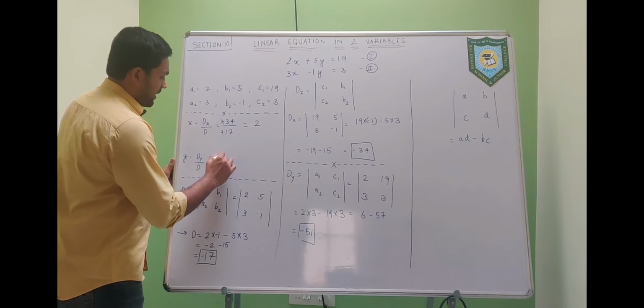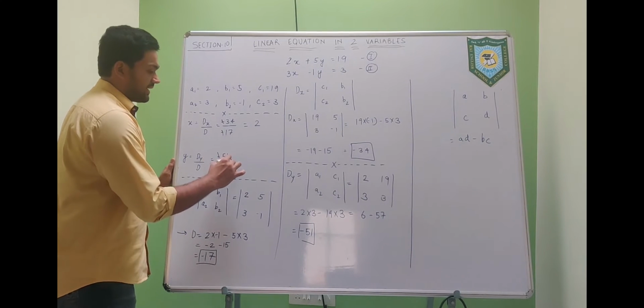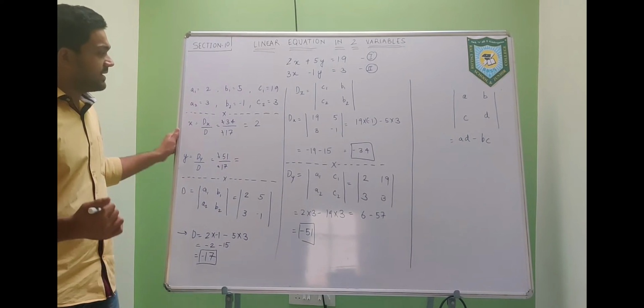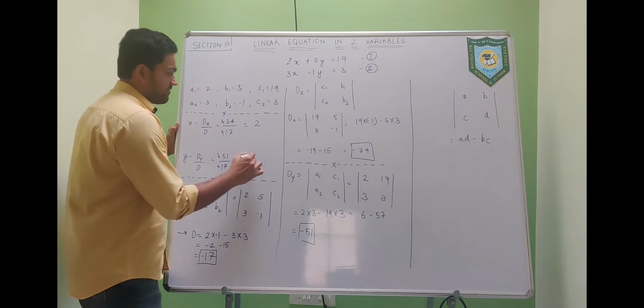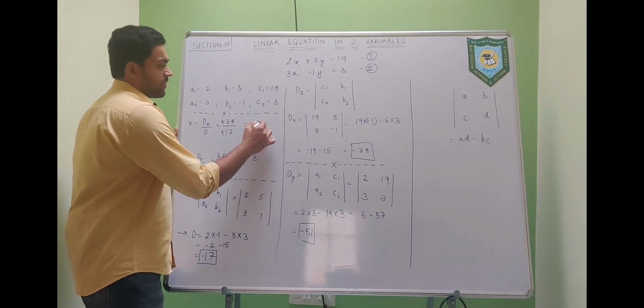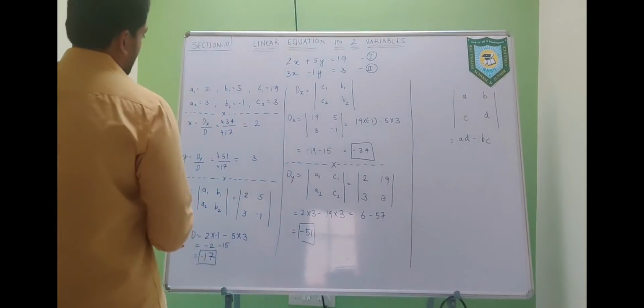Similarly for dy, I have minus 51 divided by minus 17. Minus minus again cancels. 17 ones are 17, 17 twos are 34, and 17 threes are 51. So I have here 3. So the value for x is 2 and the value for y is 3.